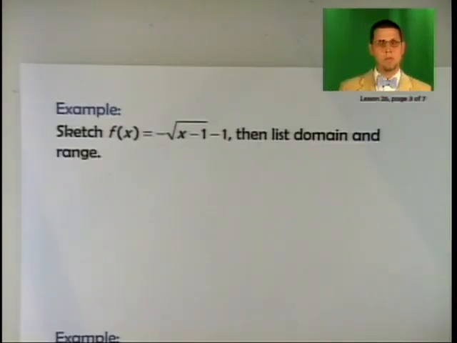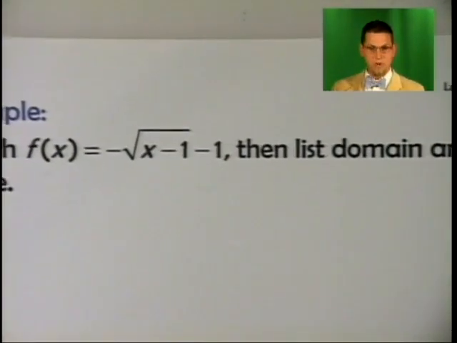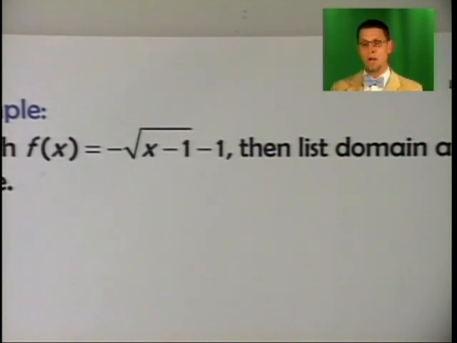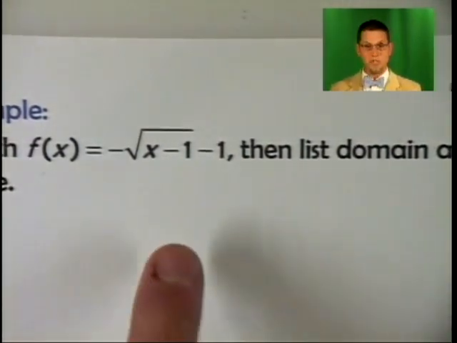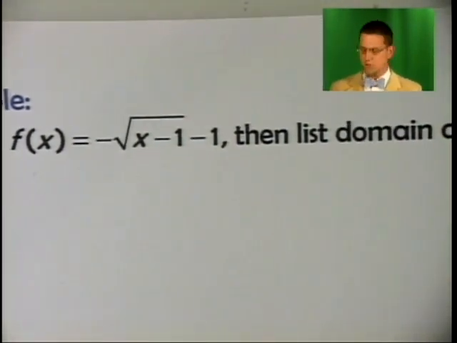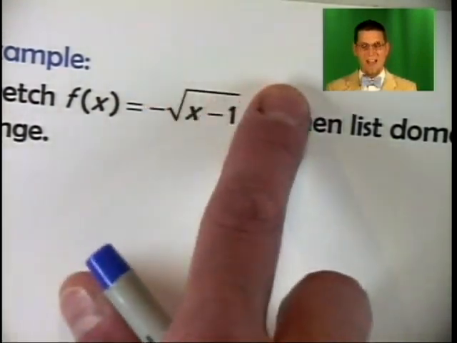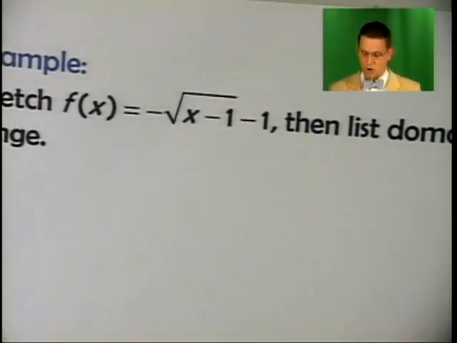Okay, example 1. What we want to do is sketch this function. It's f of x equals negative square root of the quantity x minus 1, which is under the radical, and this minus 1 is outside. So the first thing you want to do is identify what the parent function is. Well, the radical is a pretty good indicator that this is a square root function.